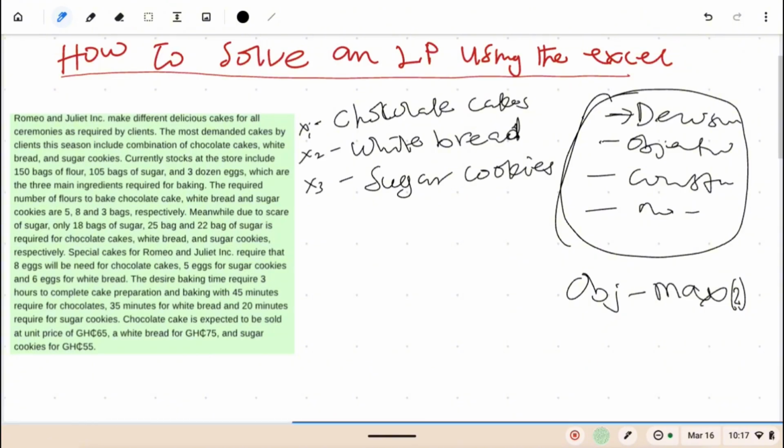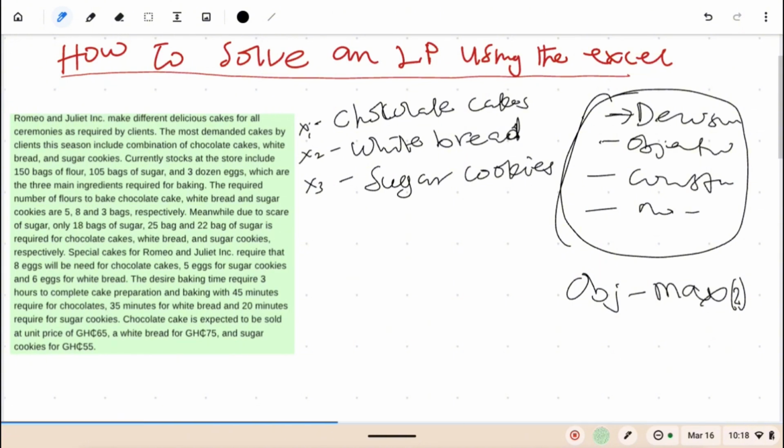But they are not just representing the sugar cookies or the white bread or the chocolate cake. They are representing the number of chocolate cakes they can produce or sell to their clients. The x2 is representing the number of white bread that Juliet and Romeo can produce, and then the x3 is representing the number of sugar cookies. So we don't just say let x1 represent the chocolate cake, let x2 represent white bread. No, x1 is representing the number of chocolate cakes that they will produce or were able to sell to their clients.